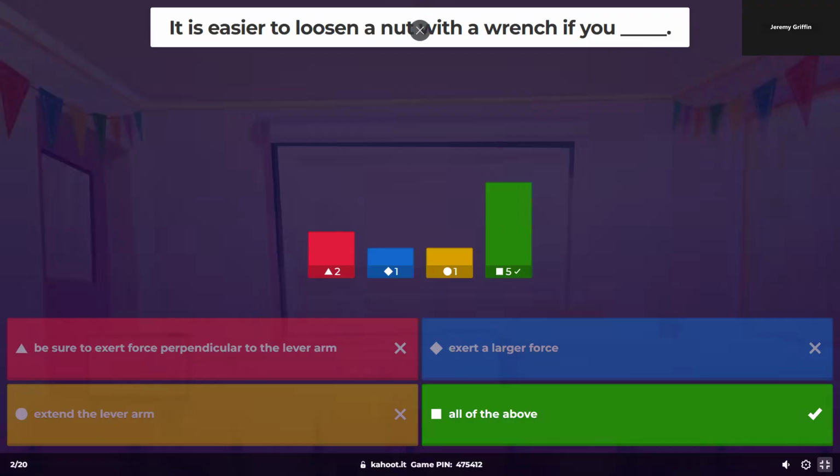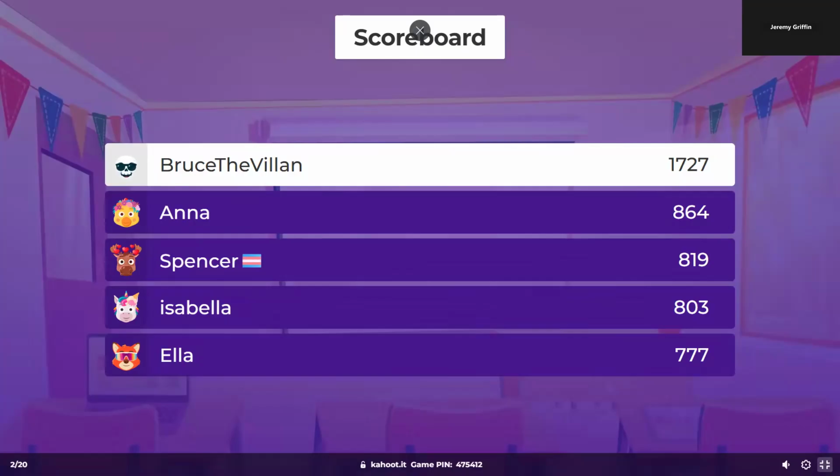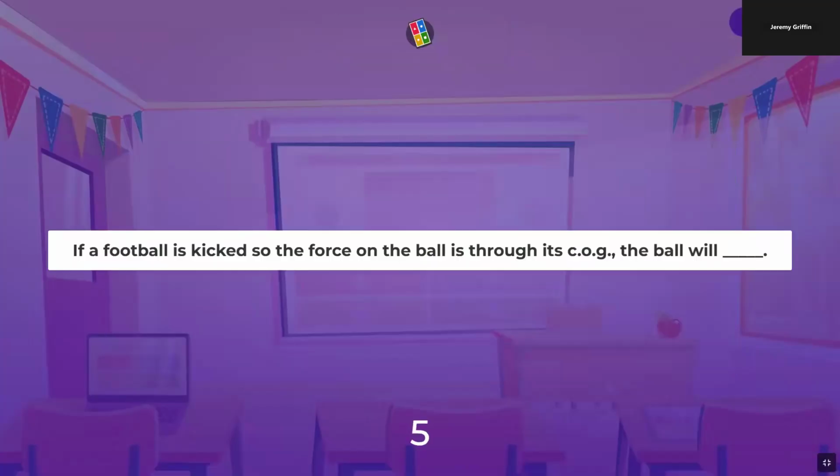I got Ella, Isabella, Spencer, Anna, Bruce the villain.